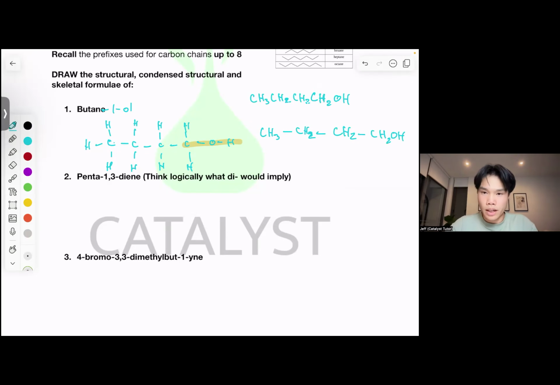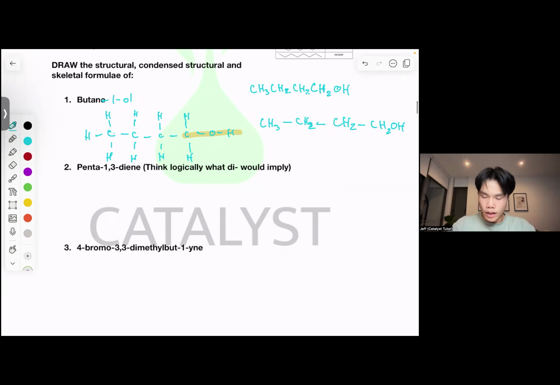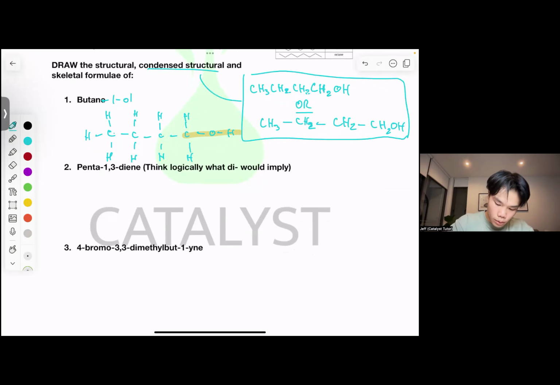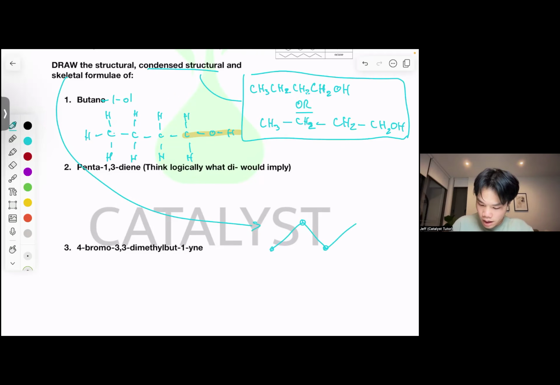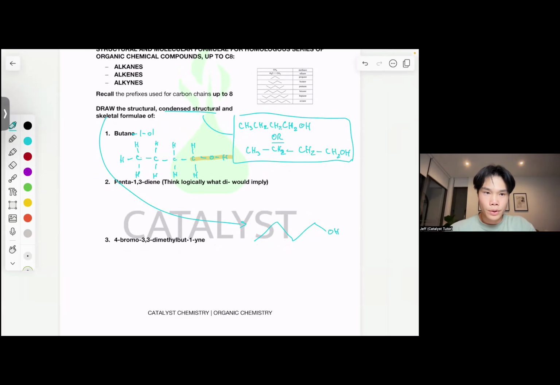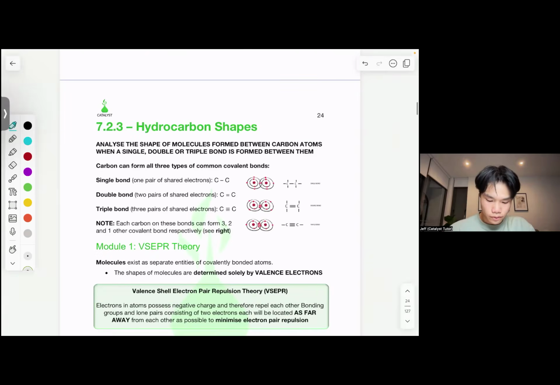Like this. You can do that for condensed. So just be clear on the difference between those. And then finally, these ones are your condensed structural over here. And finally, skeletal, you can do 1, 2, 3. Every time you have an end of a line or an intersection or a corner, that is representing a carbon. And to show the butanol, we can put it on here, OH. Okay, be clear on those three different ways of drawing.